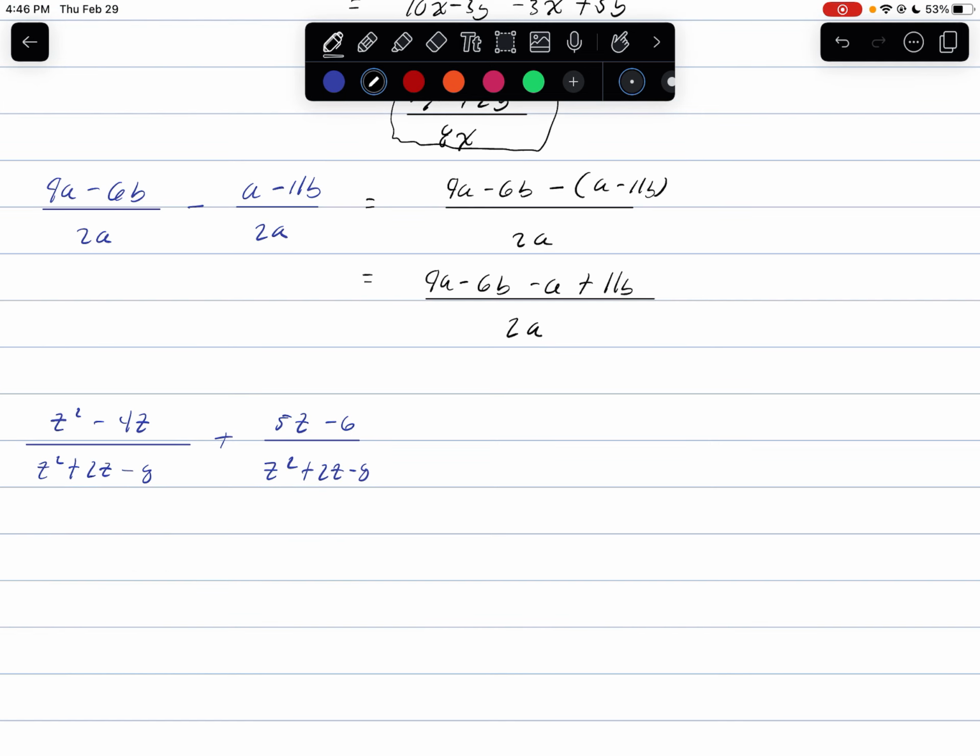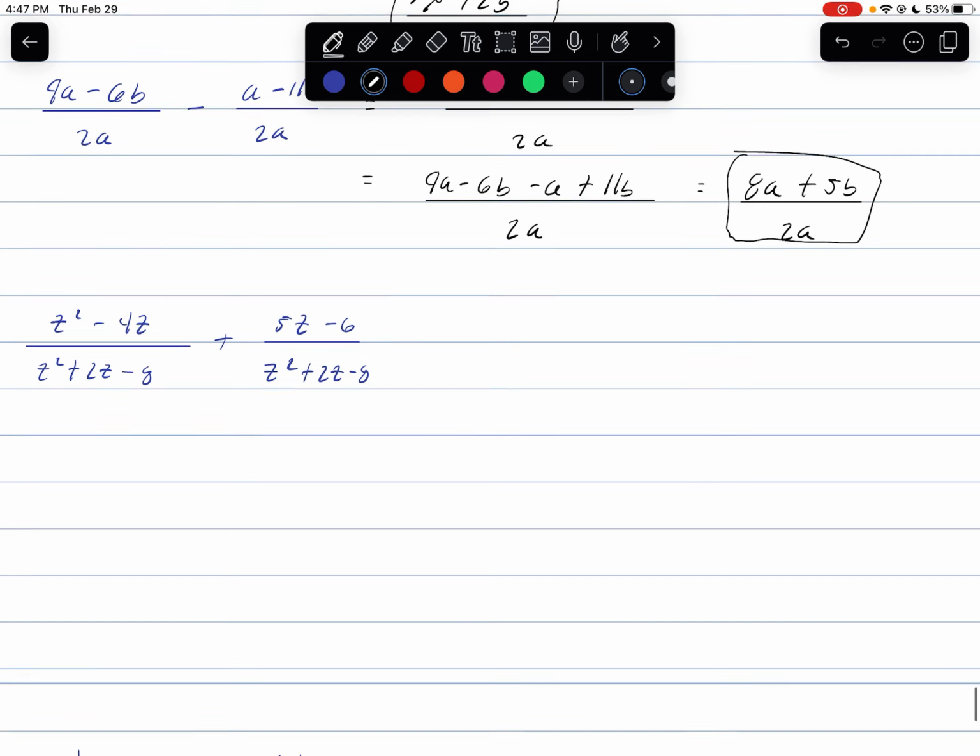Once again, if we combine like terms, we should be done or close to done. If we have 9a minus a, that's going to give us 8a, and then negative 6b plus 11b, that's going to give us 5b. So plus 5b, all over 2a. We can't factor anything out of the numerator that will allow us to simplify this anymore, so this is as simple as we're going to get this expression.